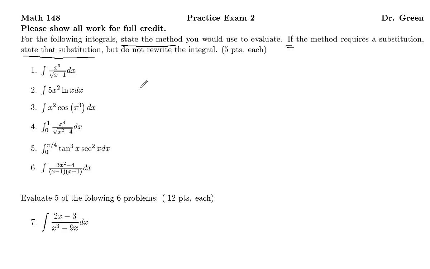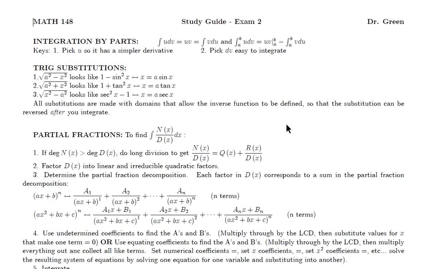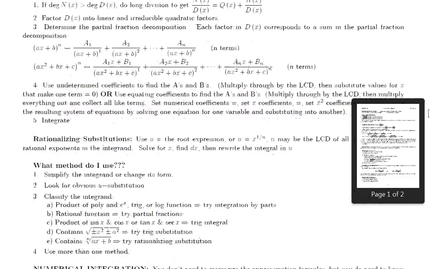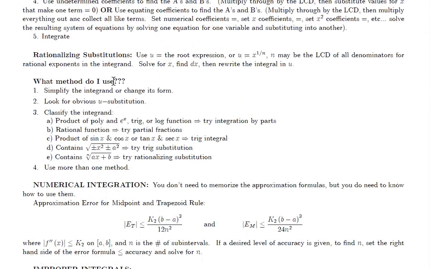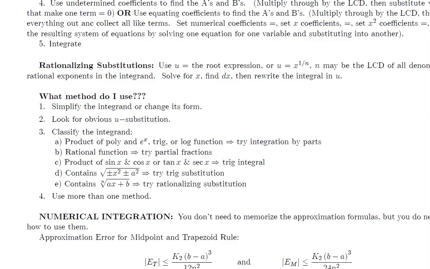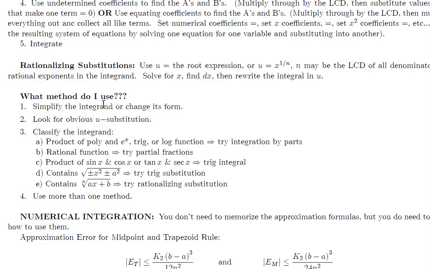So let's take a look at our study guide real quick and remind ourselves what the different methods are and the clues of when you use those methods. So here's our study guide, and if you scroll down, you'll see this section, what method do I use? Some hints here. First of all, you want to simplify the integrand, the function that you're integrating, or change its form, because that's going to help you determine which method you need. And then start with the easy stuff. So first look for a u substitution.